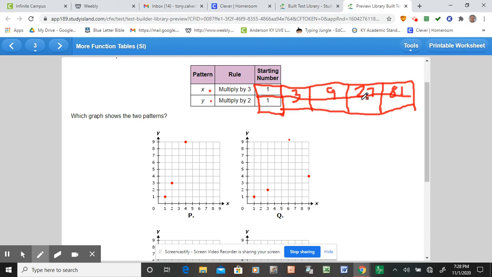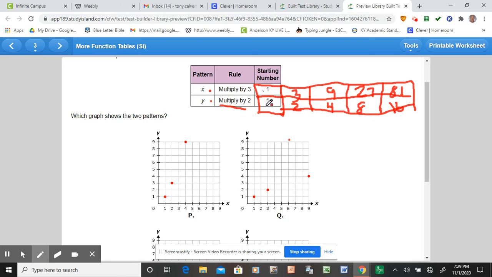Now, the bottom Y row has a different rule. Make sure you get that. It's multiplied by 2. So 1 times 2 is 2. And 2 times 2 is 4. Again, multiply everything by 2. 4 times 2 is 8. And 8 times 2 is 16.